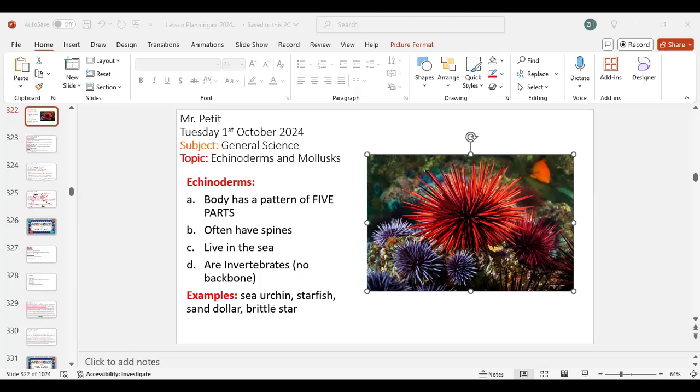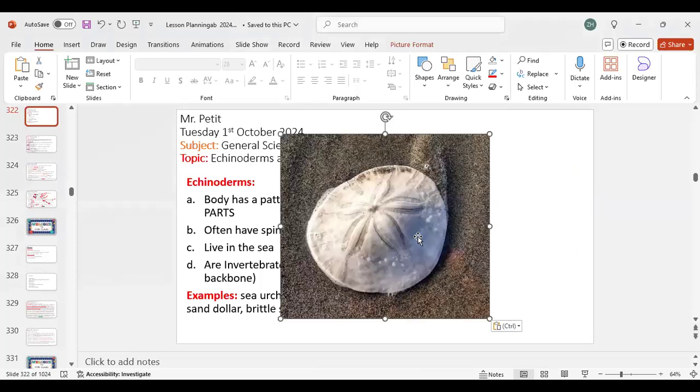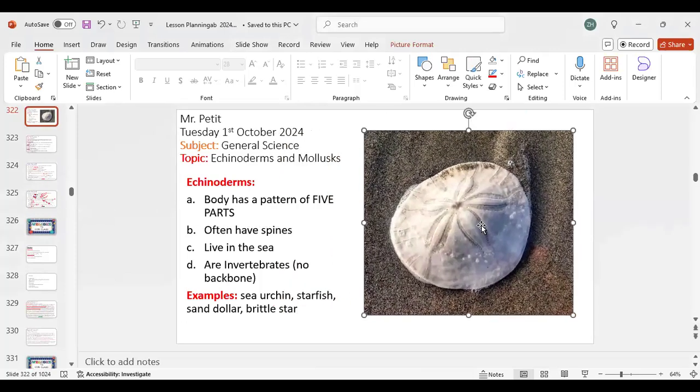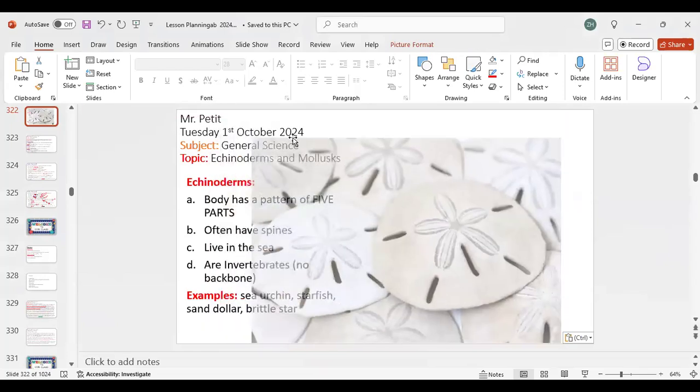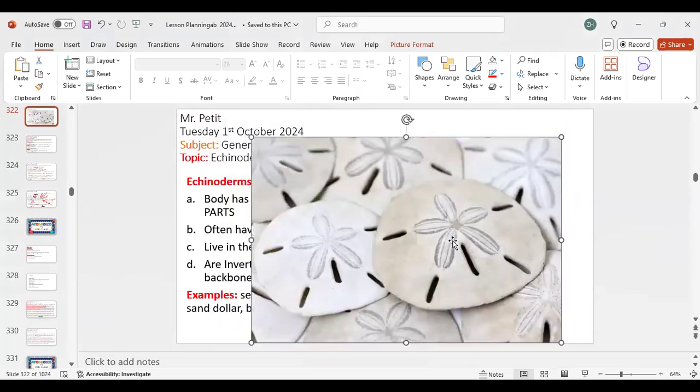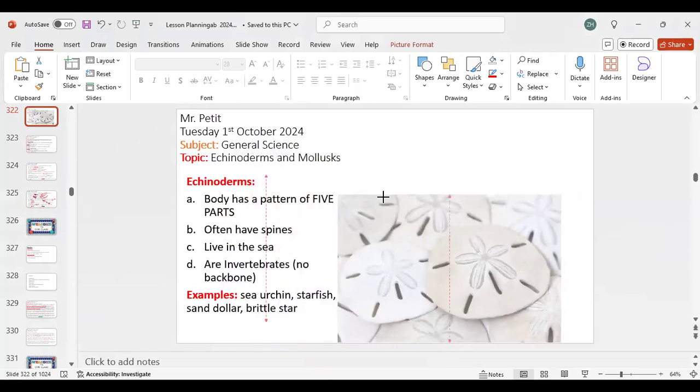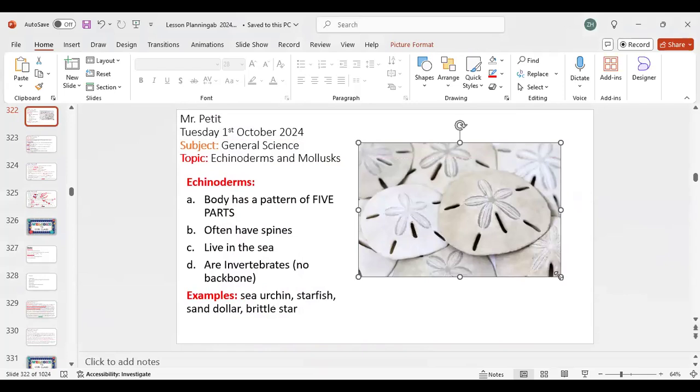The next one, what is this one? A sand dollar. When it's moist, but also when it's dry, it makes a nice craft or shell. Pretty neat. It looks like a dollar. I guess because of this pattern. Kind of neat. It looked pretty to me.